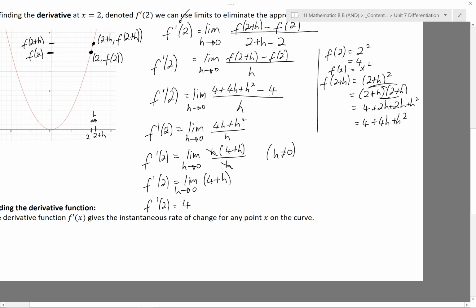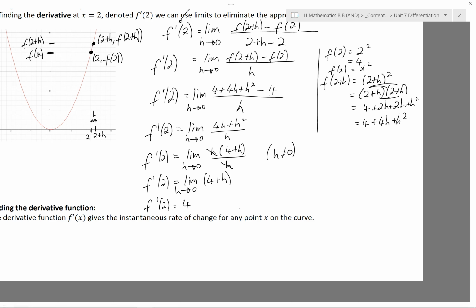So by this process of differentiation, using the limit and making the two points really close together, I've shown that the instantaneous rate of change at 2 is exactly 4. I haven't had to do any, oh, it's 4.01, and then, oh yeah, approximately 4. Didn't have to do any of that. I just have the instantaneous rate of change at 2 being 4.